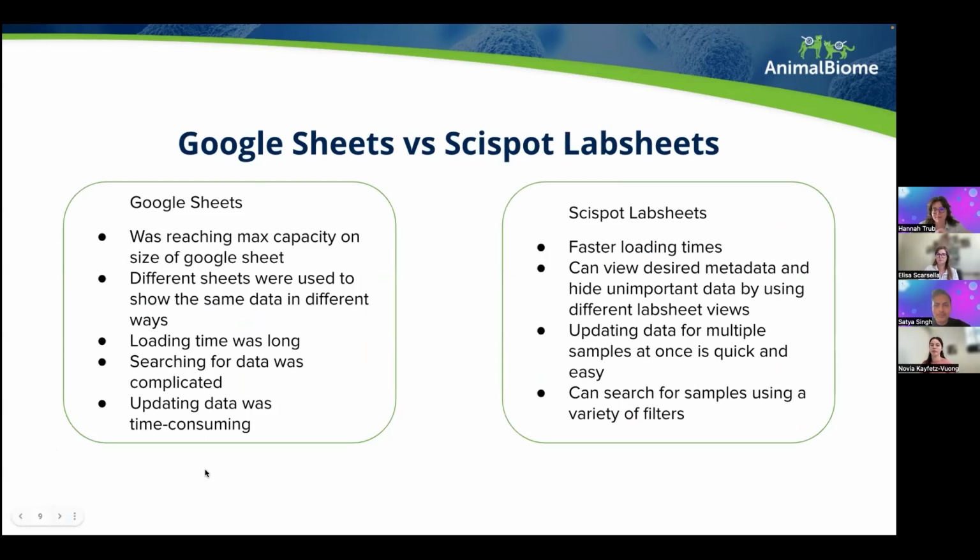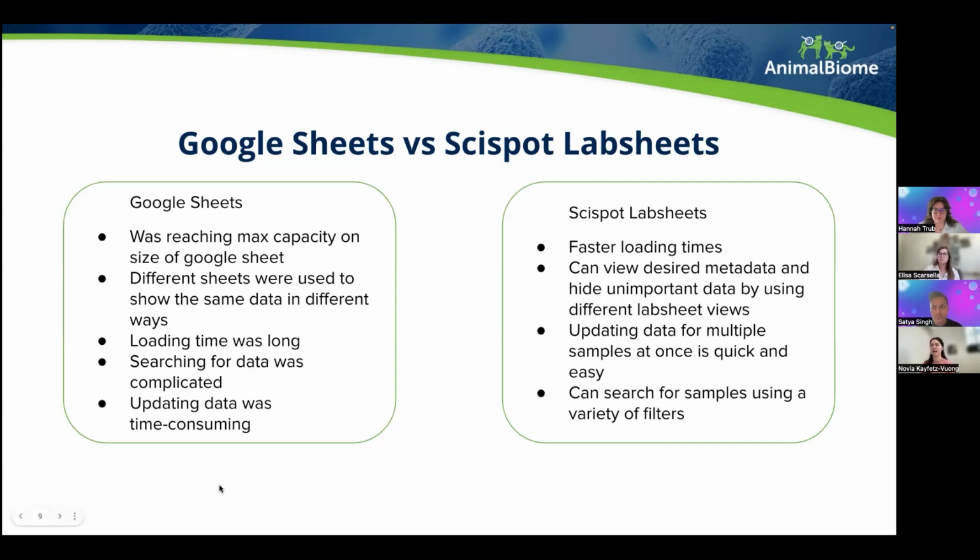So originally we were using Google Sheets to organize all of our lab produced data. This resulted in a few problems over time as our data set grew. We had maxed out on the capacity size of our Google Sheets. Different sheets had to be used to represent the same data in different ways that were needed by our team, our protocols, or other teams. Loading time was getting longer, searching for specific data could be complicated, and updating the data was time consuming. Scispot provided an efficient alternative to Google Sheets.